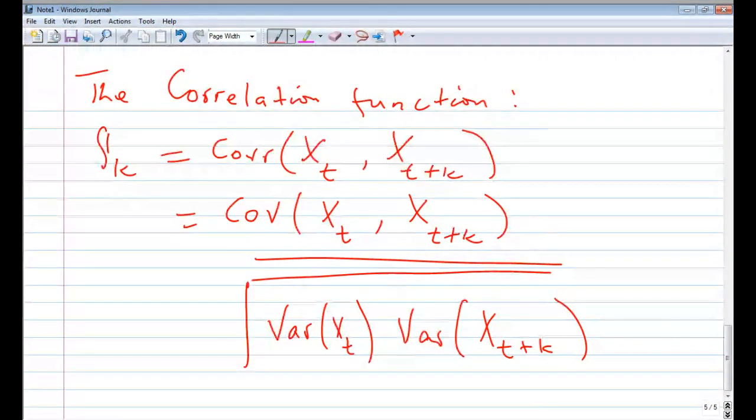So the correlation function under a stationary process is represented by rho k, which is equal to the corr of xt, xt plus k, which is equal to the cov of xt, xt plus k, divided by the square root of var of xt times var of xt plus k. I think it's clear, isn't it? So now I've introduced for you how to calculate the mean, the variance, the covariance, and the correlation functions under both stochastic and stationary processes. Now let's go to the properties of autocorrelation or autocovariance functions. What are the properties of autocovariance functions?